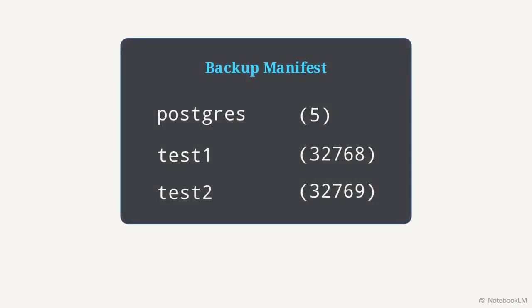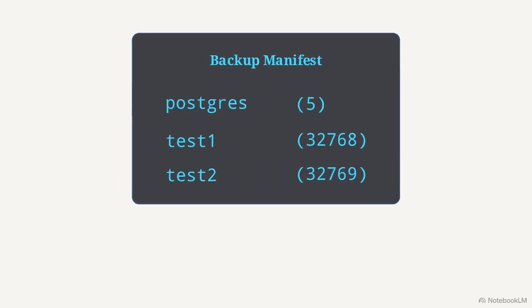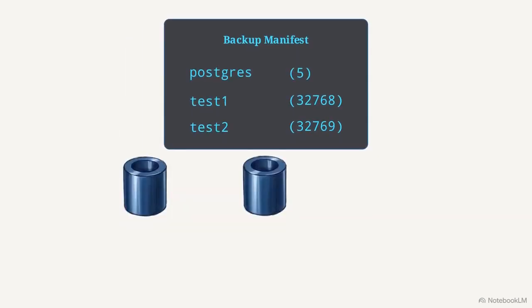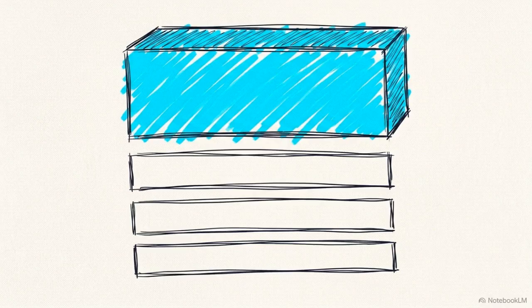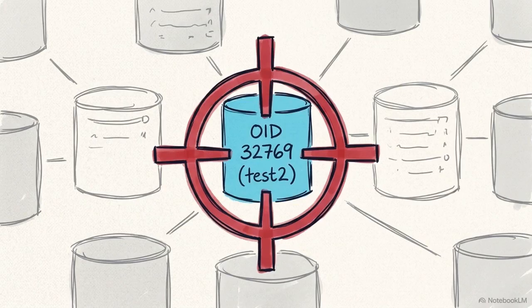This command displays the object identifiers, or OIDs, stored in the backup. Here we see postgres 5, test1 32768, and test2 32769. The core system templates, postgres, template0, and template1, are always part of this list. Postgres requires these to function, so pgBackRest includes them in every restore by default. Identifying these specific OIDs ensures you are targeting the correct database structures before initiating a partial restore.